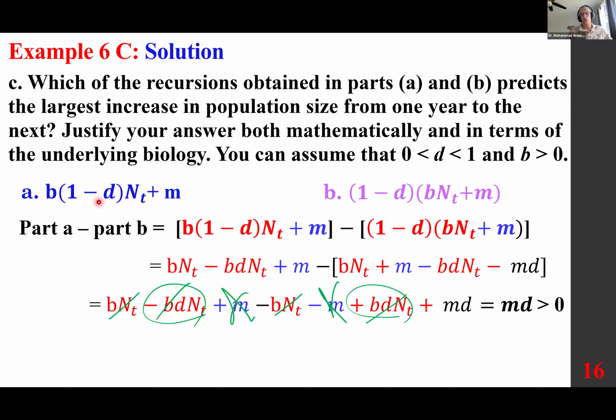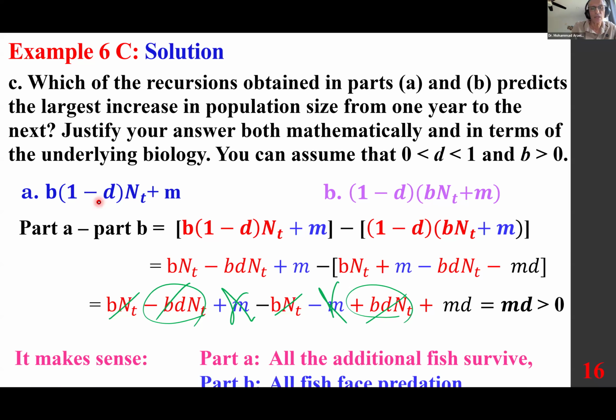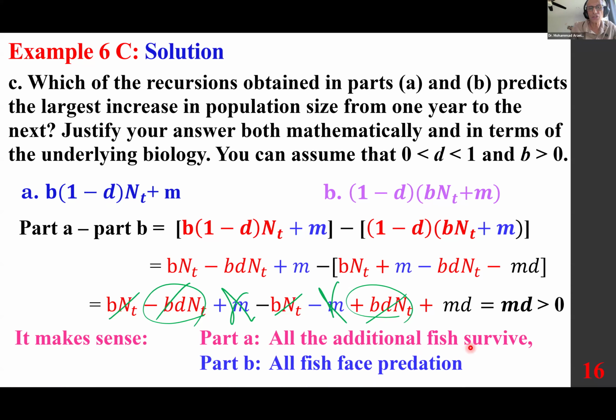So how does it make sense? Well, in part A, all the additional fish, remember, M is the additional fish, the ones that we added, all of them survive. But in part B, all fish, including those that we added, have to face predation. That's why.